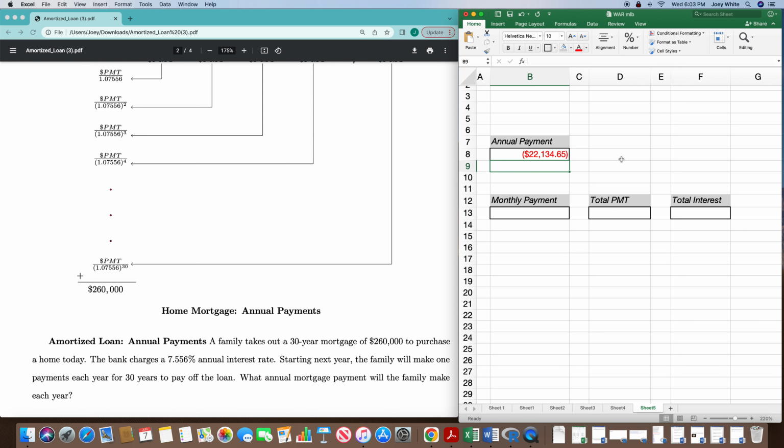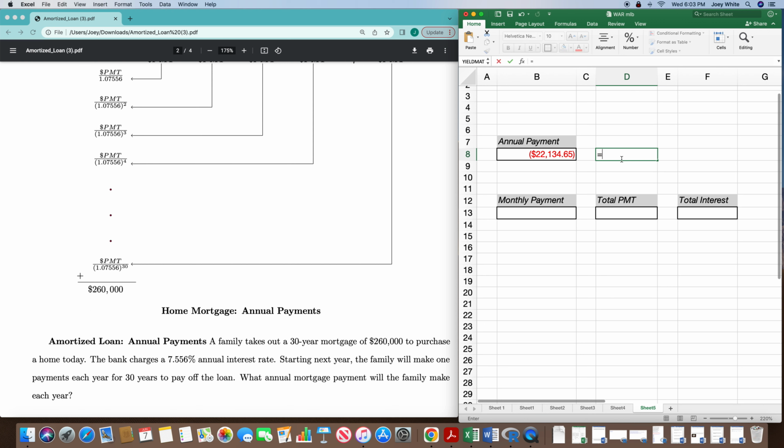To check your work, you can use the PV function, the present value function. Again, 0.07556, that's the interest rate, 30-year period, payments, no future value, and it's an ordinary annuity. And you'll see that we get 260,000, the amount borrowed. So that means we did everything properly.